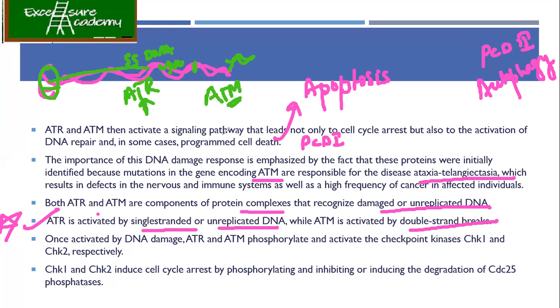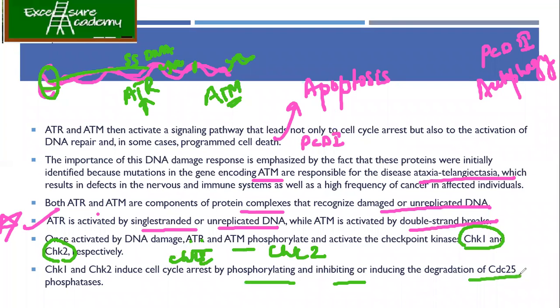Clear? Now, once activated by the DNA damage, ATR and ATM phosphorylate and activate the checkpoint kinases called CHK1 and CHK2 respectively. For ATR, it is CHK1. For ATM, it is CHK2. So what are these checkpoint kinases going to do? They are going to arrest the cell cycle by phosphorylating and inhibiting the degradation of CDC25 phosphatase.